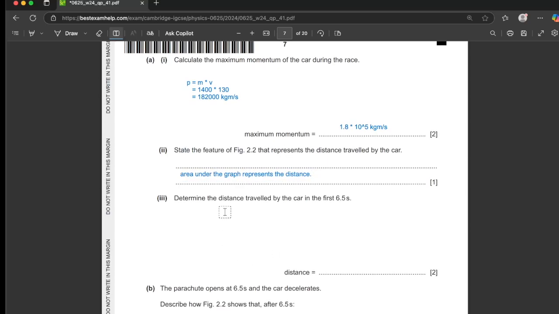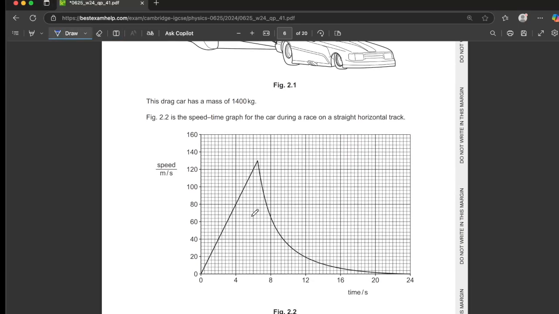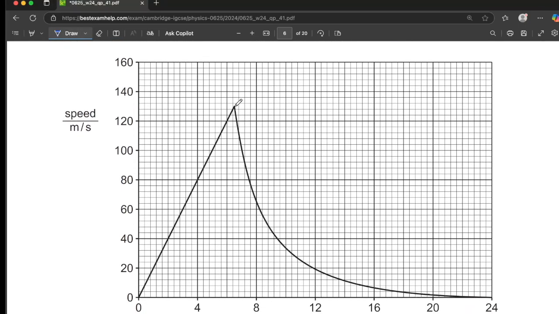Determine the distance traveled by the car in the first 6.5 seconds. I think this will be 6.5, but let me make sure. 12, midpoint is 6, and there are 5 little squares, which means 2 divided by 5, 0.4. So this is 6.4, yeah, this is 6.5. This is just a triangle, and the height is probably 130, the midpoint.